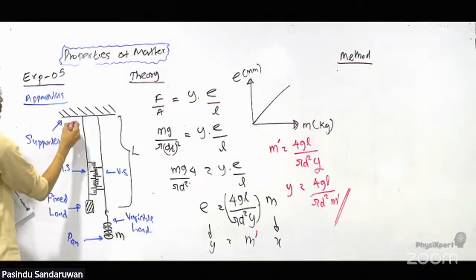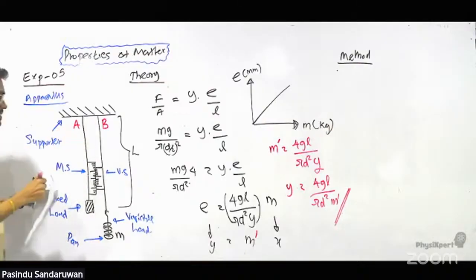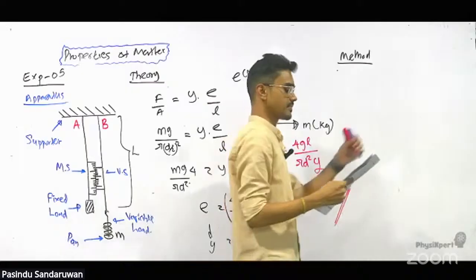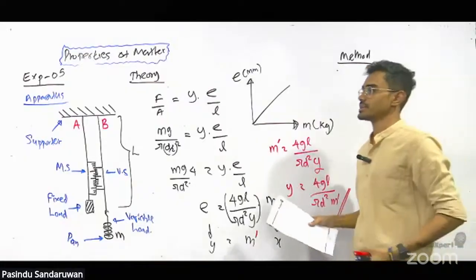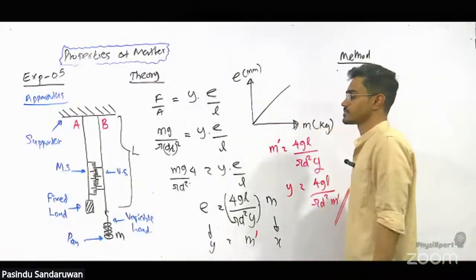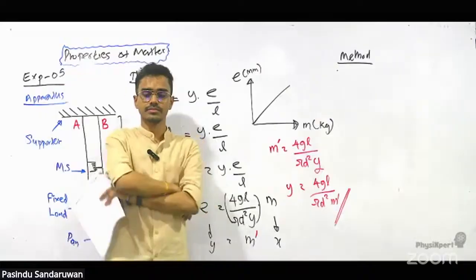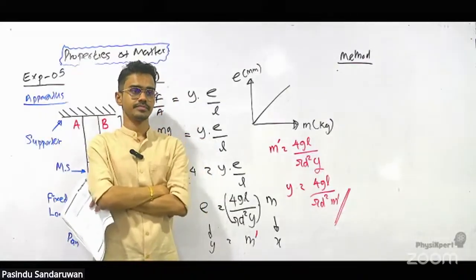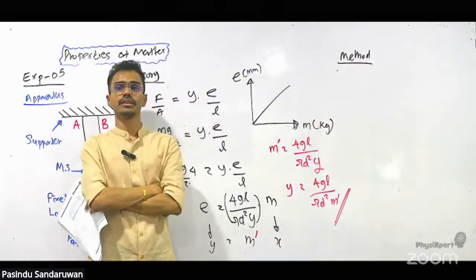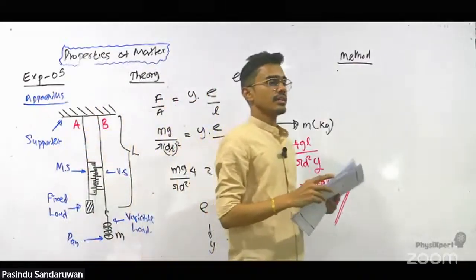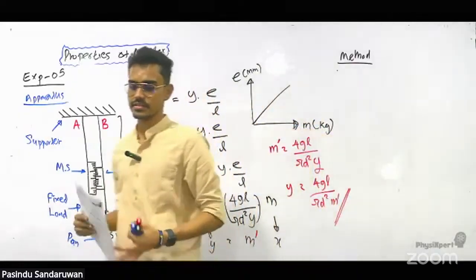Label these two wires as A and B for the ease of explaining. Next point: suspend the fixed load to wire A, so that it is well stretched.